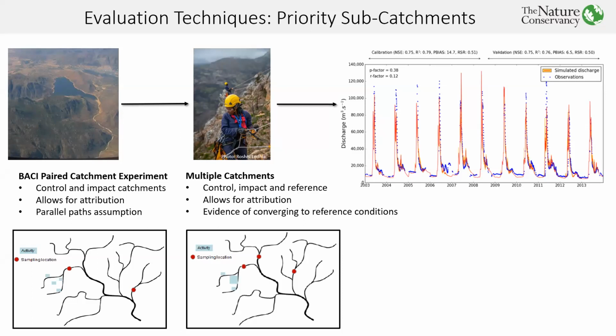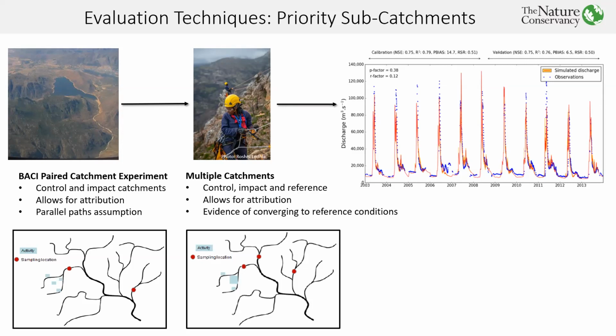But in an attempt to validate this modeling exercise, and in a sense also to improve it, we have implemented these paired catchment experiments in the priority subcatchments. So we've incorporated 2 experimental designs. The first is the BACI paired catchment experiment, which is the before-after control impact paired catchment experiment. This experiment incorporates a control and an impact catchment, and it incorporates a before and an after period.